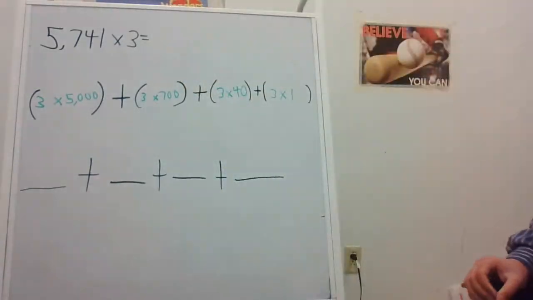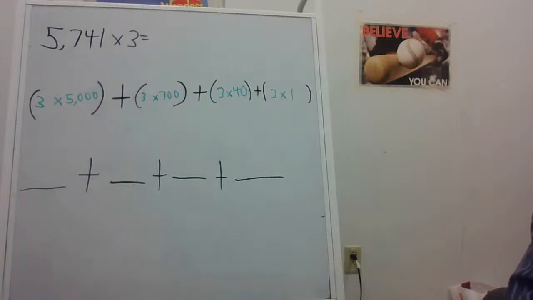So to find 5,741 times 3, you're going to add 3 times 5,000 plus 3 times 700 plus 3 times 40 plus 3 times 1. So step 1, we put the numbers in expanded form. Step 2, we got to break each answer down.